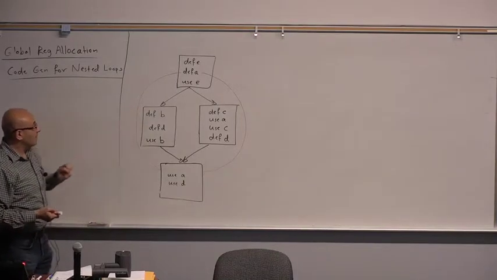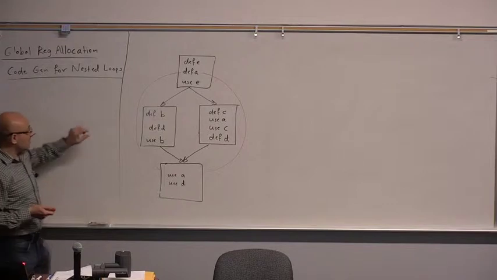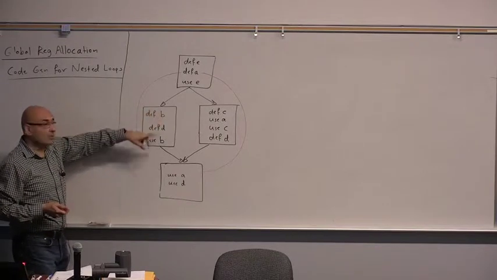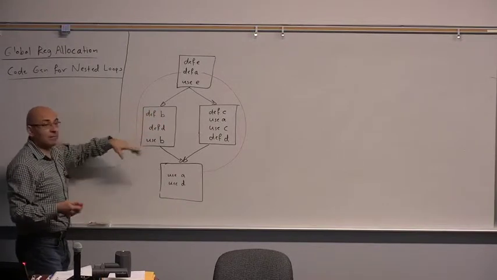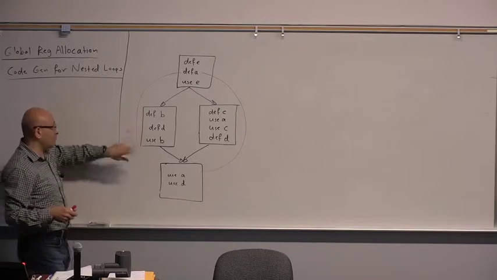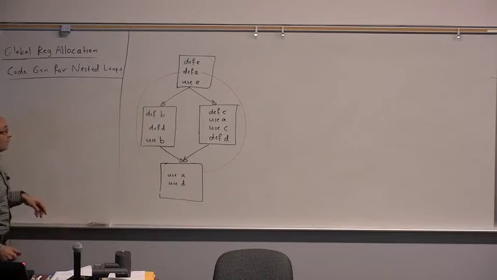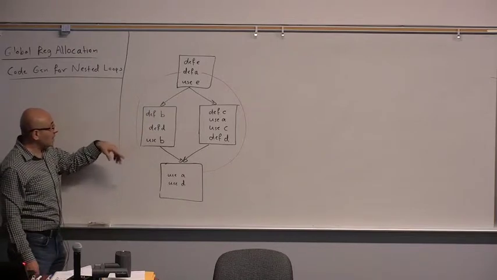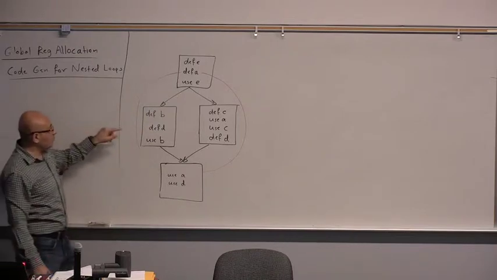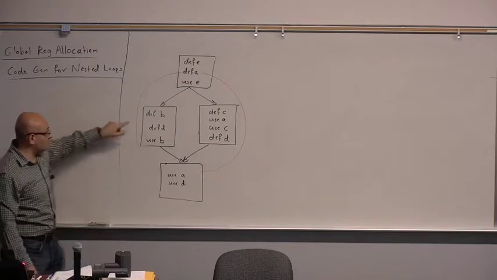basic block. Now what does this mean? It means that anything that we do here will not prevent B and D from interfering with A. They will still interfere with A because A is live throughout the entire block. But we can do some things that will eliminate the interference between B and D.